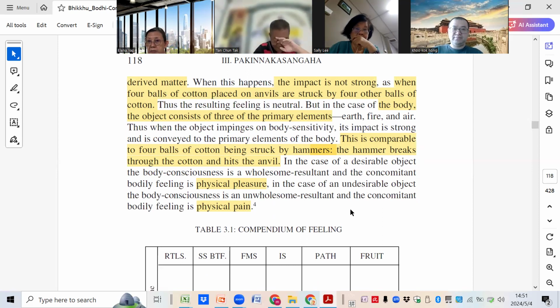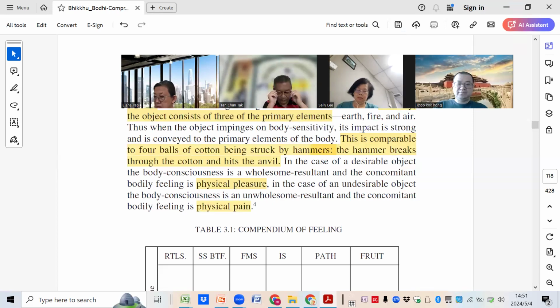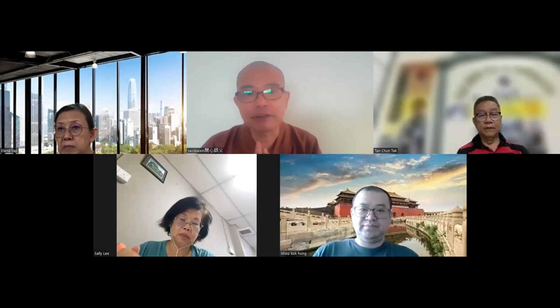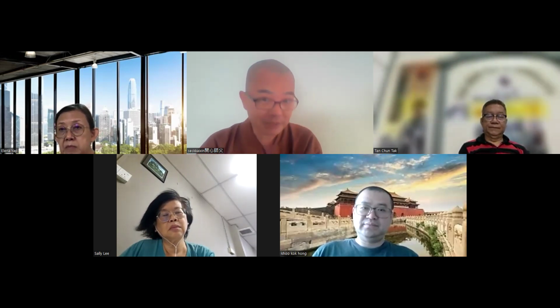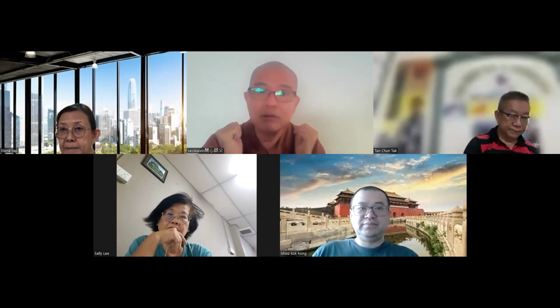Okay, let me try to explain this paragraph in the first place. Class, do you remember or not? Basically, for the feeling of bodily touch, the sukha, the pleasure, and also the displeasure, we will see it only in the body. Remember or not? The physical pain and the physical pleasure. And this is the strongest.